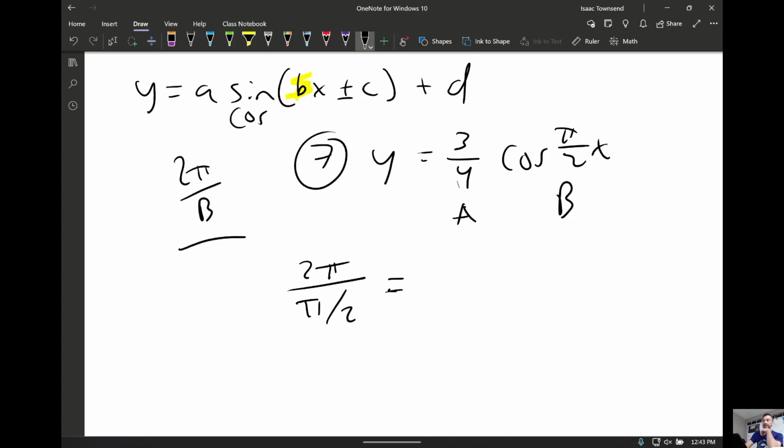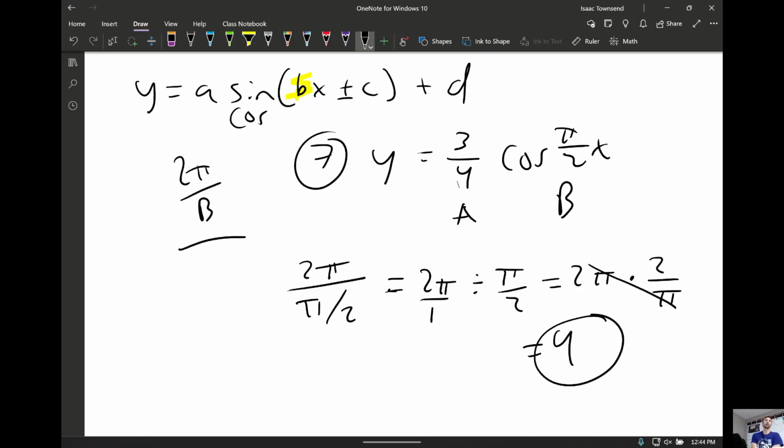Another way to say that, instead of using this vertical format, we could write 2 pi divided by pi over 2 like this. And the reason why I say maybe write it like that is because then you might think of it as dividing fractions. Change it to multiplying by the reciprocal. These will cancel and reduce out, and your period's going to be 4. So that's an unusual period. It would be a little awkward to graph it, but as far as just computing what it is, it's just dividing fractions.